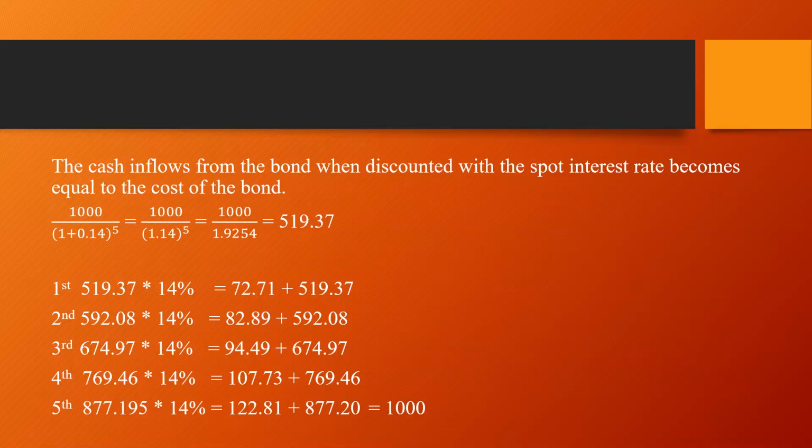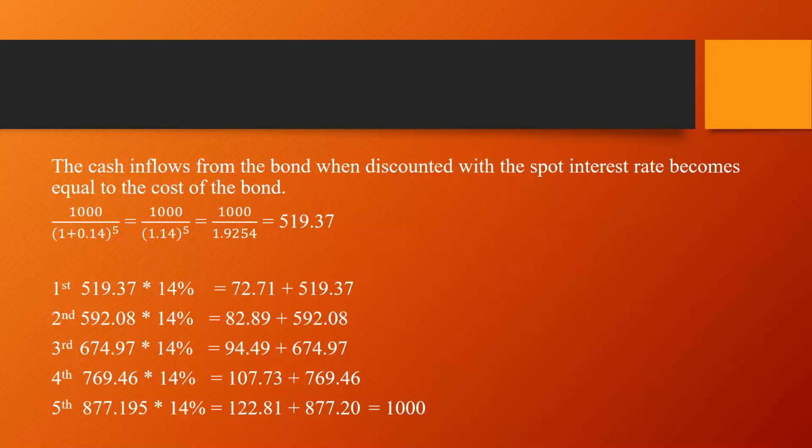Again, a 14% interest is added along with that, and you get 769.46. Again, a 14% interest is accrued to you, which is 107.73 plus the 769.46. So the company now owes you 877.19 during the fifth year. At the end of the fifth year, interest for that amount is calculated at 14%, which is 122.81. So adding both together, the company will pay you 1000 rupees.